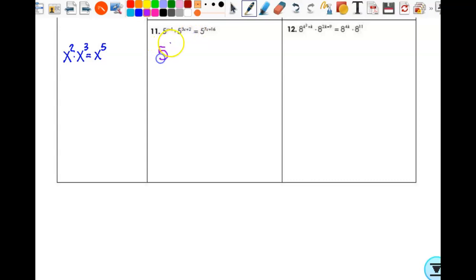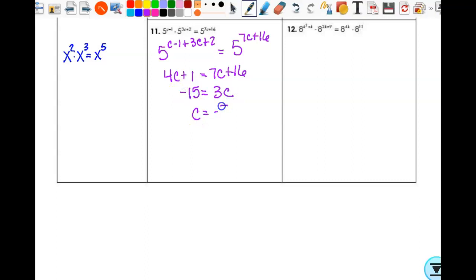So I get 5 to the c minus 1 plus 3c plus 2 power equals 5 to the 7c plus 16 power. Now I have same bases on both sides, single exponentials. I can use the 1-to-1 property. When I bring these down, I'm going to go ahead and combine. So this is going to give me 4c plus 1 equals 7c plus 16. So then I'll get 3c on the right-hand side, negative 15 over here. C equals negative 5.